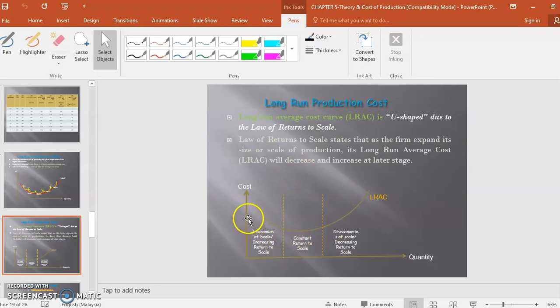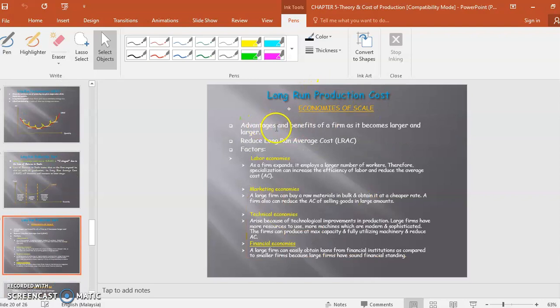Pada permulaannya, bila firm tu tambah lagi production dia, cost akan menurun. Kemudian dia akan meningkat pada long run. So this stage we call as economies of scale or increasing returns to scale. Here is constant returns to scale, and when AC is increasing, we call this diseconomies of scale. First we go to what is meant by economies of scale.